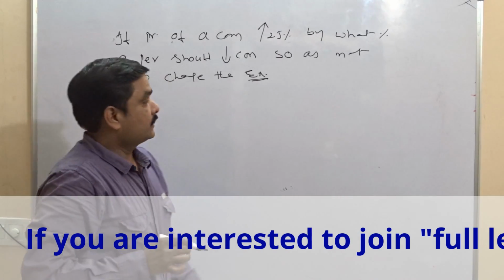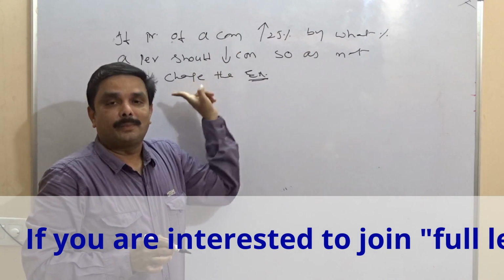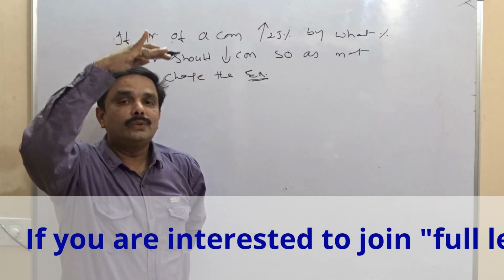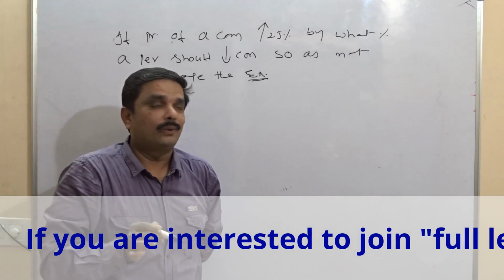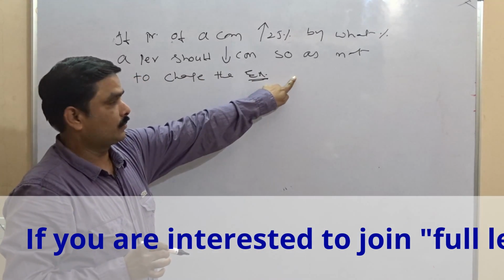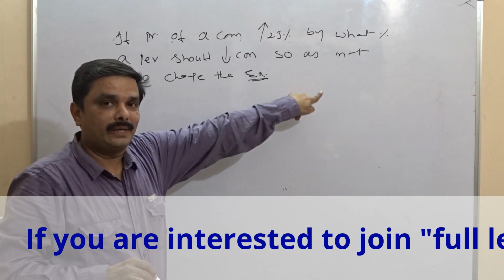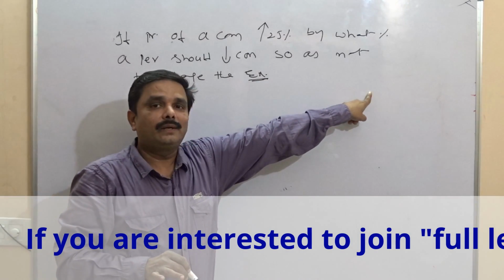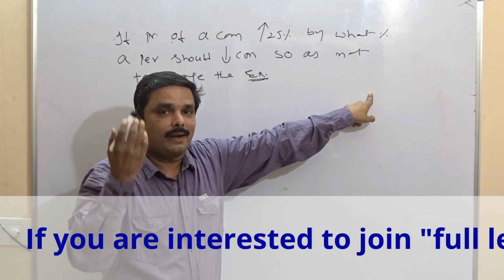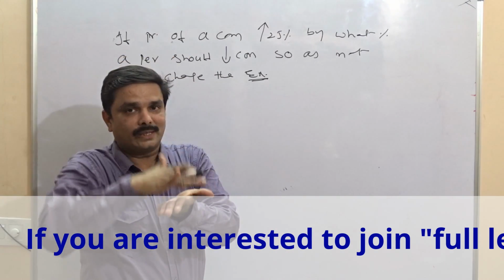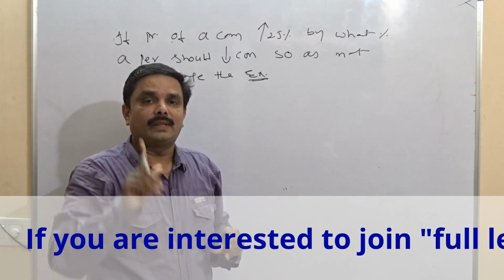The question says like this: if price of a commodity is increased by 25%, by what percent should a person reduce the consumption so as not to change the expenditure? Now, in the previous session, we did the question in this way. I took the price of the commodity as 100 rupees and consumption as 100 kgs, and obviously expenses was 10,000 rupees on that one. Based on that, we found out the percentage by how much a customer should reduce the consumption so as not to change the expenditure. But the same question can be done in one step.